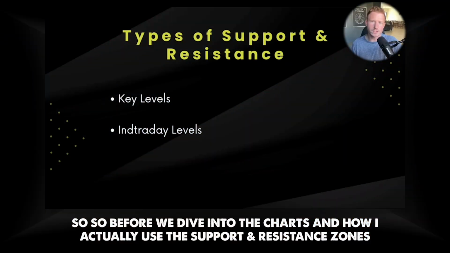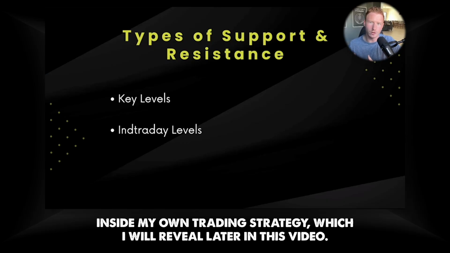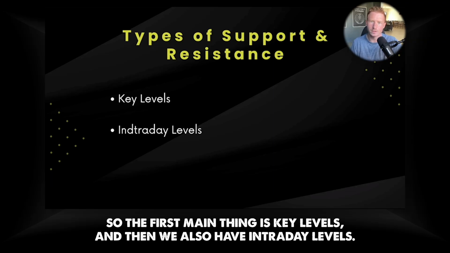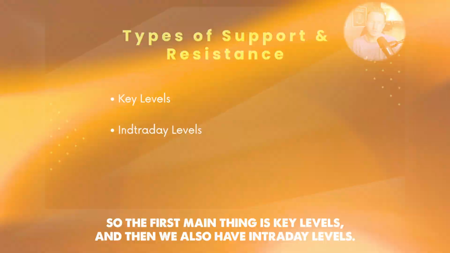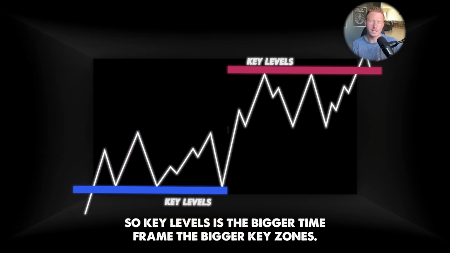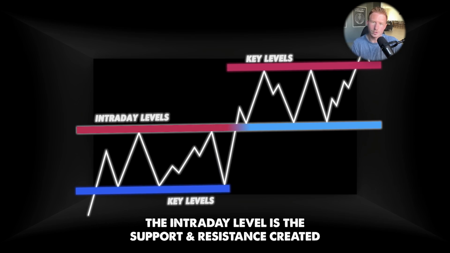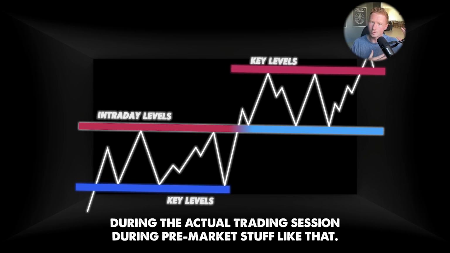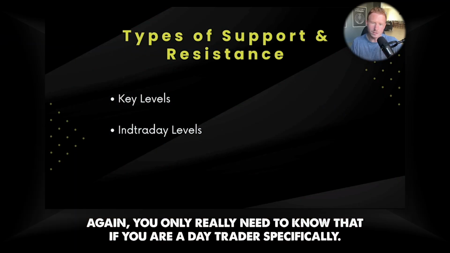Before we dive into the charts and how I actually use the support and resistance zones inside my own trading strategy, which I'll reveal later in this video, first we want to go over the basics. What are the types of support and resistance? The first main thing is key levels, and then we also have intraday levels. Key levels are the bigger time frame, the bigger key zones. The intraday level is the support and resistance created during the actual trading session, during pre-market, stuff like that. Again, you only really need to know that if you are a day trader specifically.